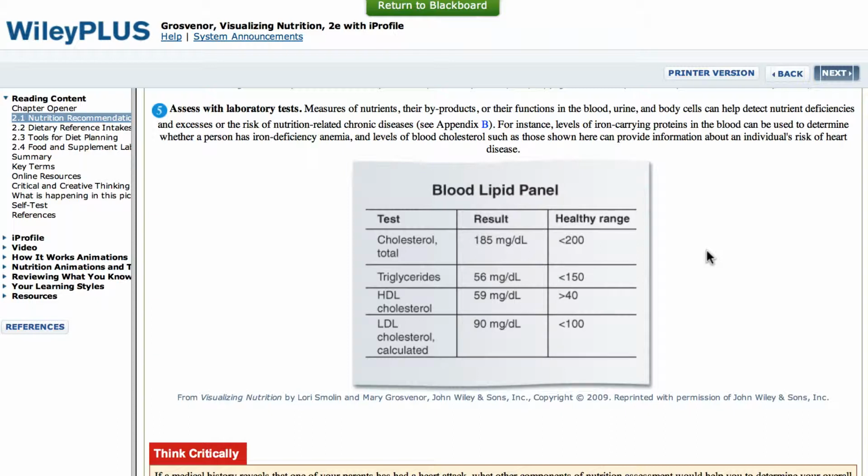And I did just want to point out here about your total cholesterol number. Your total cholesterol should be less than 200 milligrams per deciliter. So that's your blood cholesterol. Your dietary cholesterol intake should be less than 300 milligrams per day. So don't get the 200 milligrams per deciliter of blood cholesterol mixed up with the recommendation for 300 milligrams per day maximum for your cholesterol intake.